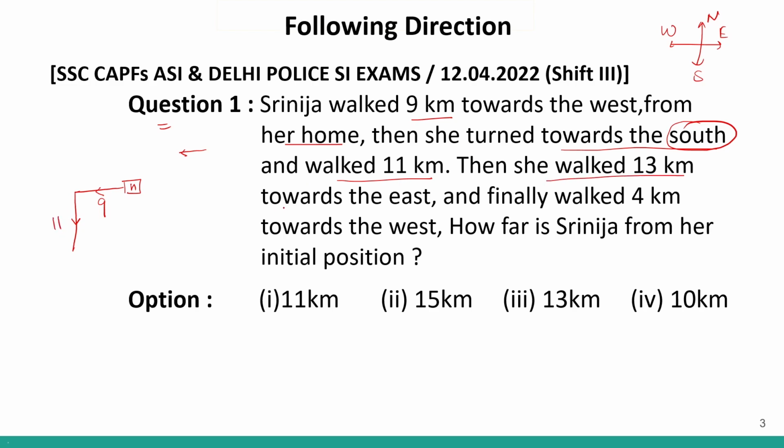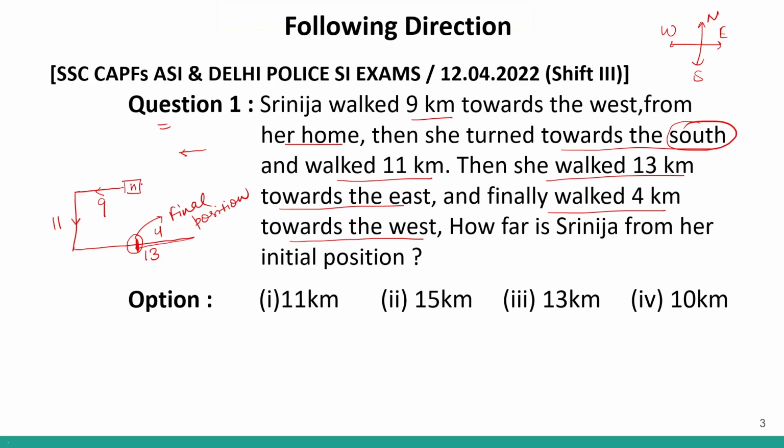Then she walked 13 kilometers towards the east. So east would be in which direction? This. So 13 kilometer in the east. And finally, she walked 4 kilometers towards the west. So she is coming back to this position after 4 kilometers. How far is Srinija from her initial position? So this is the final position.